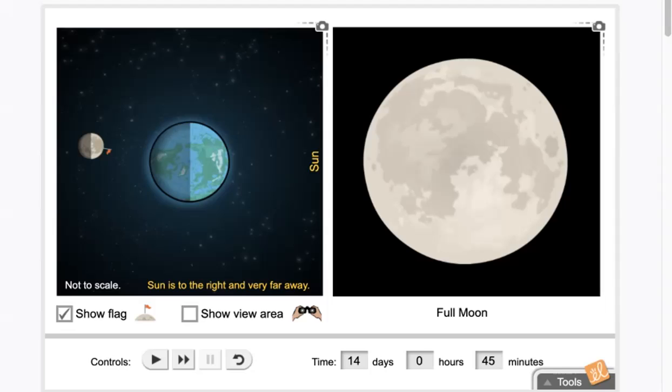My Go Formative is giving me the wheel of death. Let's see. All right. So again, the phase name is underneath it, and then what it looks like is above.